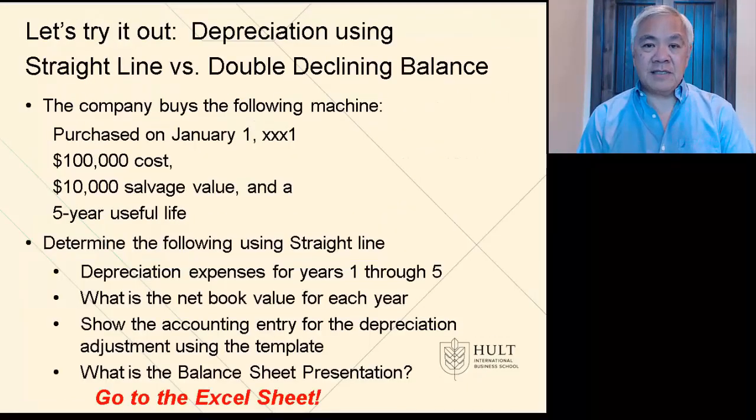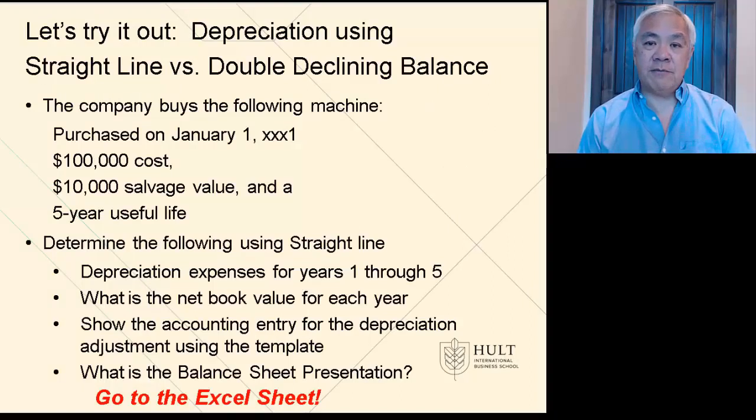Let's try it out. Let's use the same scenario: $100,000 for the machine, a salvage value of 10, and a 5-year life. We'll use straight line, and then we'll move to double declining balance and compare them. The questions that we're going to answer for each: one is, what's the depreciation expense each year?